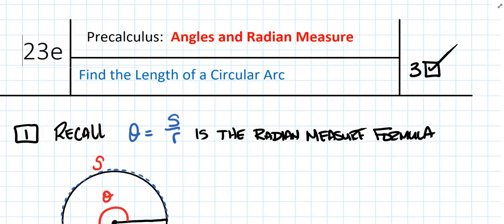Welcome to Precalculus Concept 23E under angles and radian measure. We are going to find the length of a circular arc.